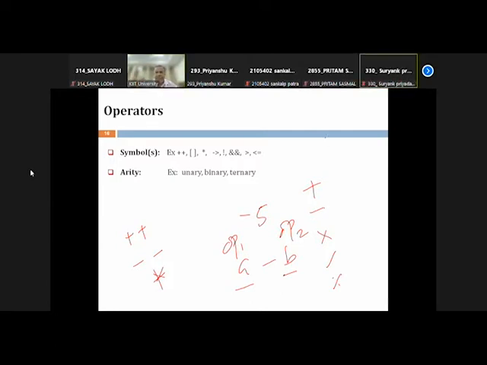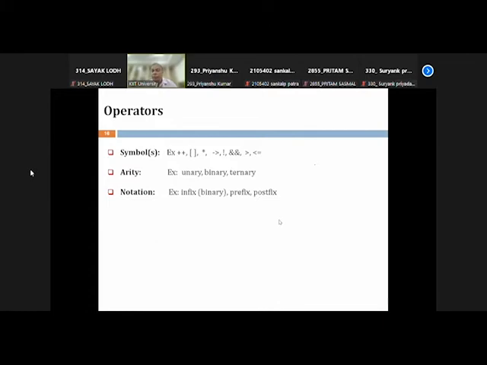Yes, sir. Next, notations. Notation means whether I use infix, prefix, or postfix. All binary operators, like in the English language, we also use as infix notation. Addition, A plus B. Infix means the operator appears in between the operands: operand 1, operator, then operand 2. It's an infix notation.